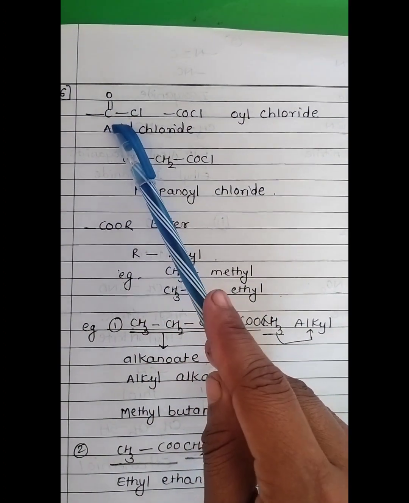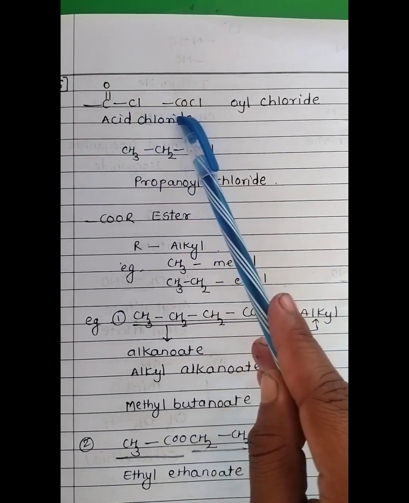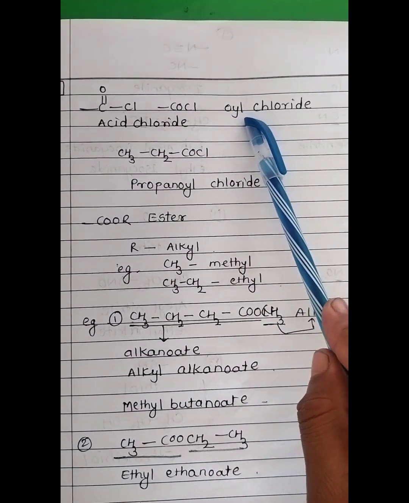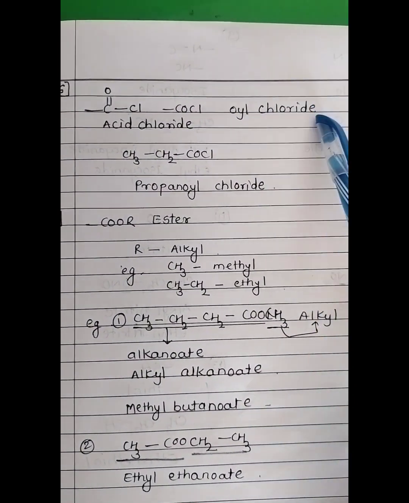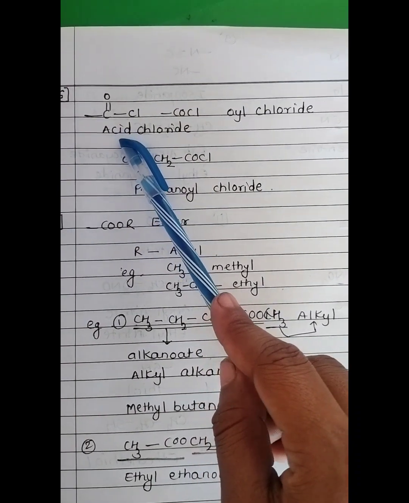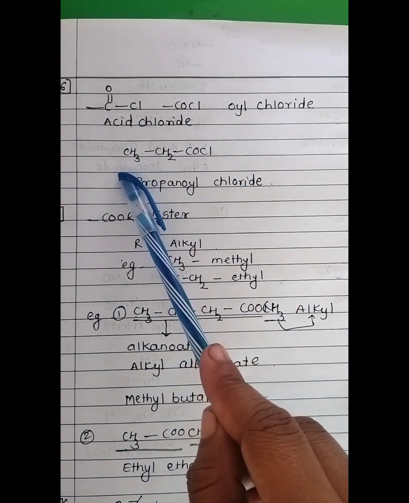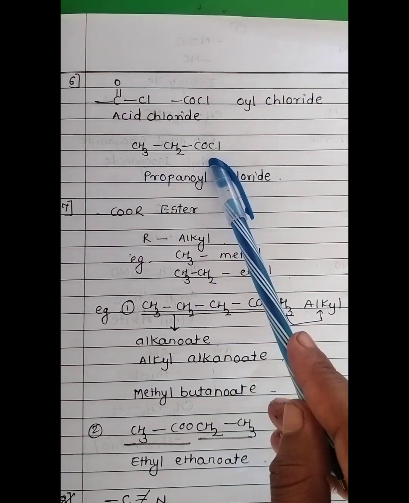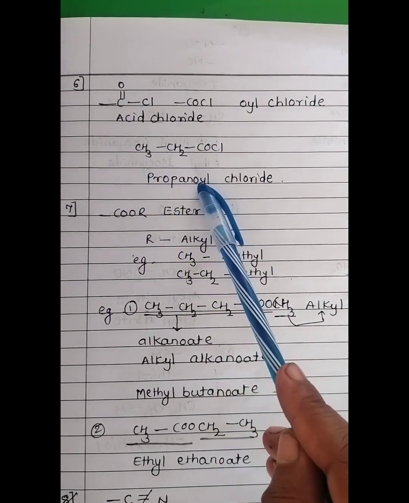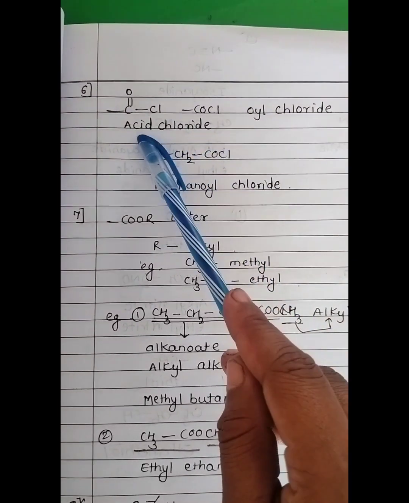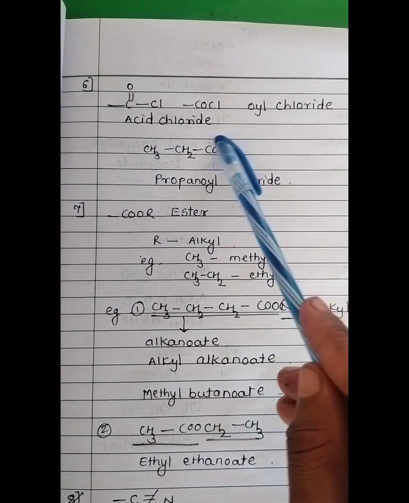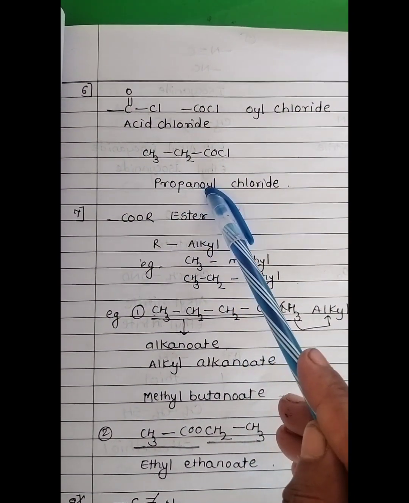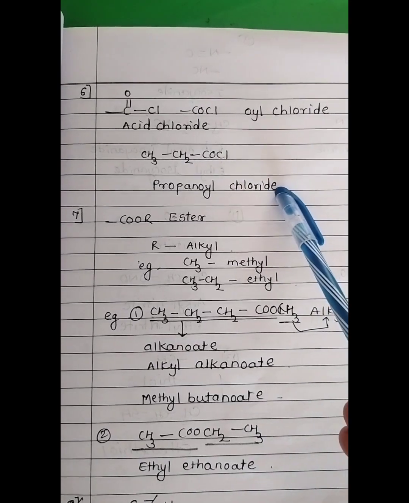Then number 6 functional group is C double bond O dash Cl. Here we can write this as COCl. Secondary suffix is oyl chloride. Name of this functional group is acid chloride. For example, CH3 CH2 COCl. There are 3 carbons present, so word root is propane, and acid chloride functional group is present. So secondary suffix of acid chloride is oyl. So propane oyl, propanoyl chloride.